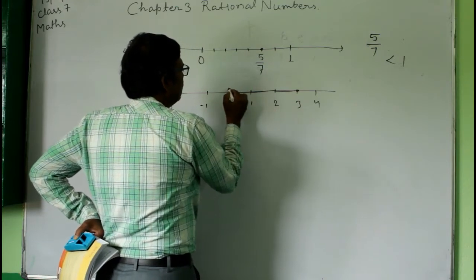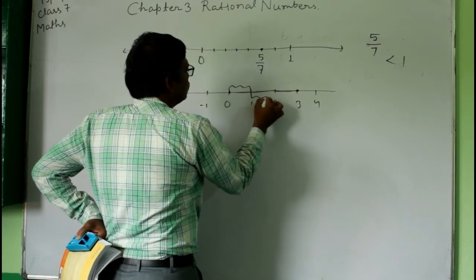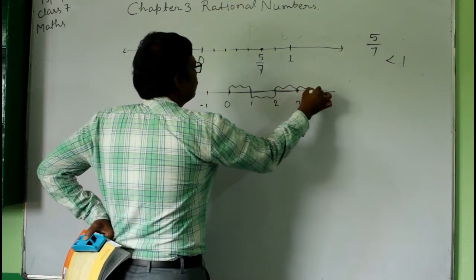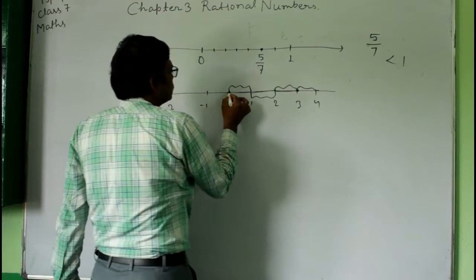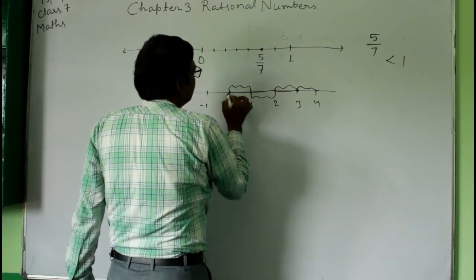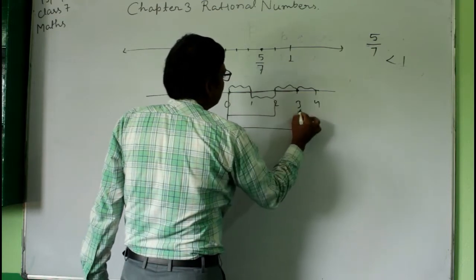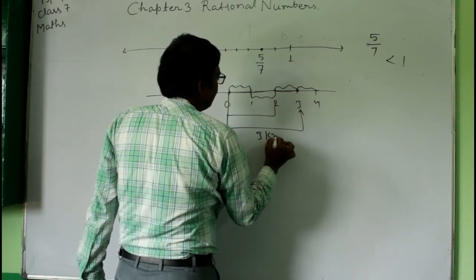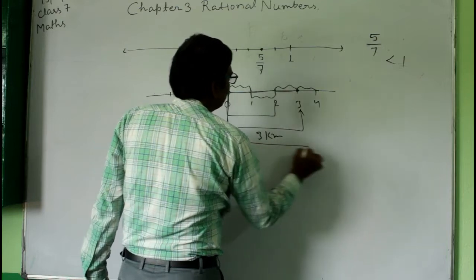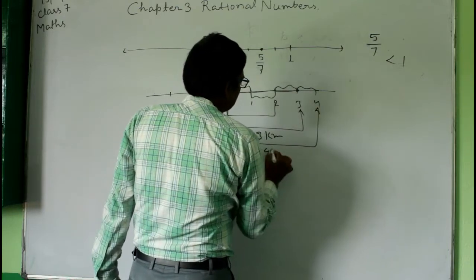So this is 1 kilometer, this is 2 kilometers, then 3 kilometers. And on the other side, this is 1 kilometer, and from this point to this point it will be 2 kilometers, then 3 kilometers, then 4 kilometers, and so on.